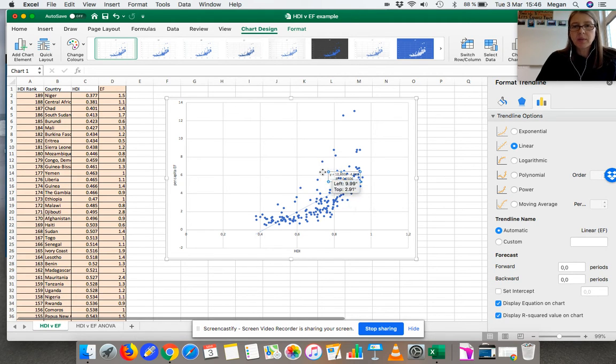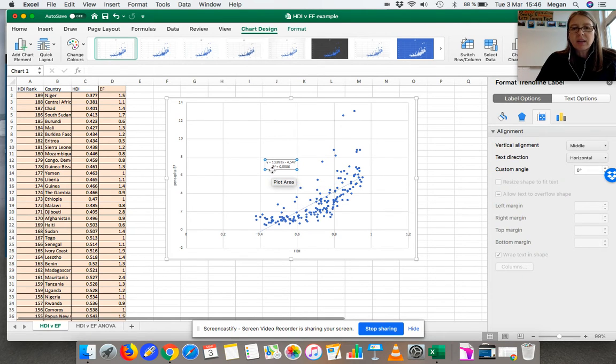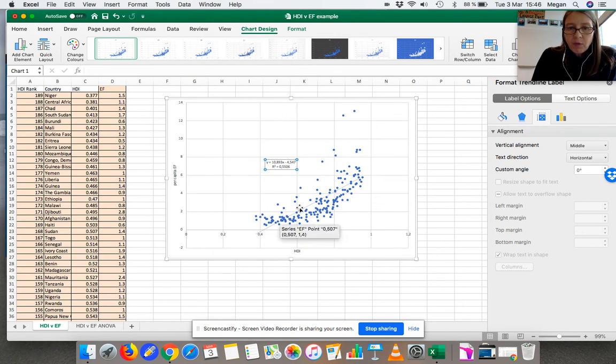Okay, so I'm going to move that so you can actually see what those numbers are. So you can see we have a trend line, the y equals mx plus b. So that's that line. That equation describes that line. And here's our R-squared value. So the R-squared value is essentially telling us how well our data fits that trend line. How well does it land on that line?